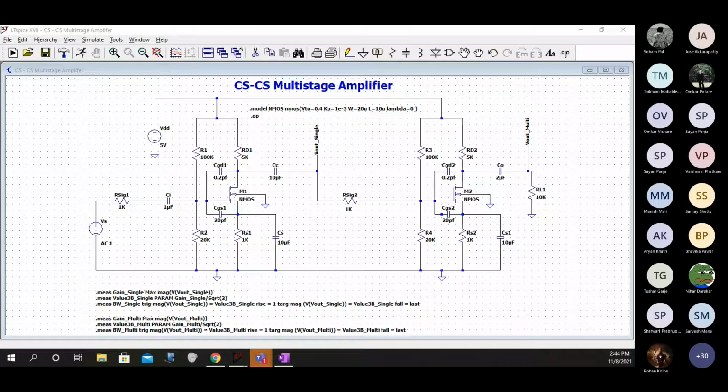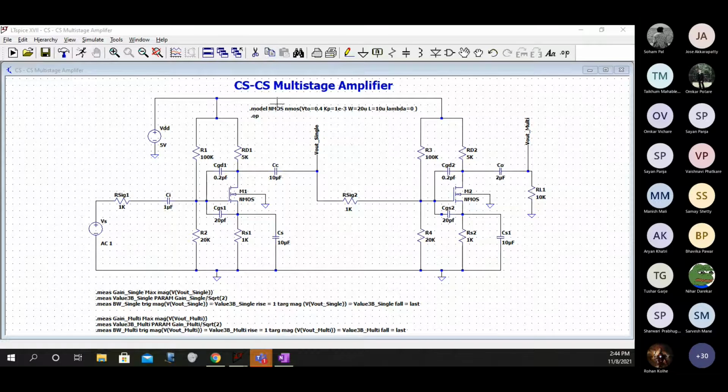Rohan Kole. Yes, sir. Yes, sir. You got the output, the bandwidths, the gains, but you did not get that current value, right? The gm value.